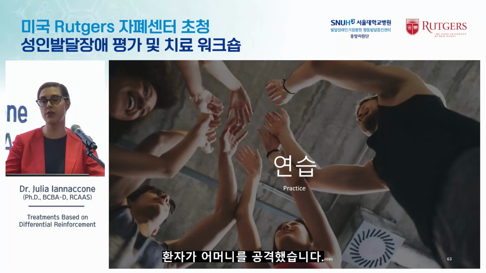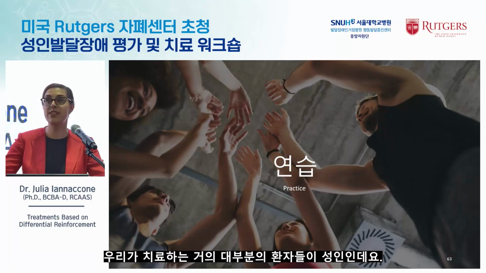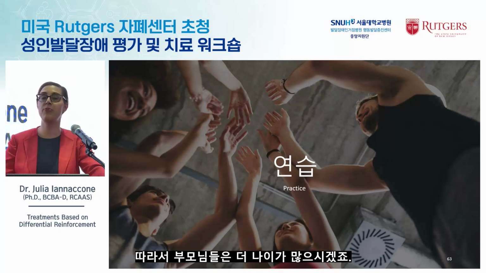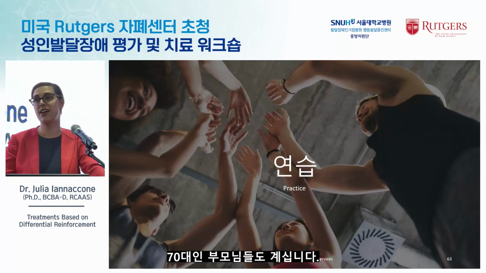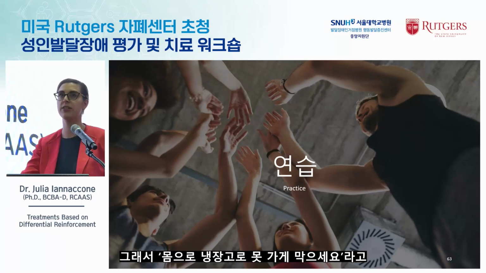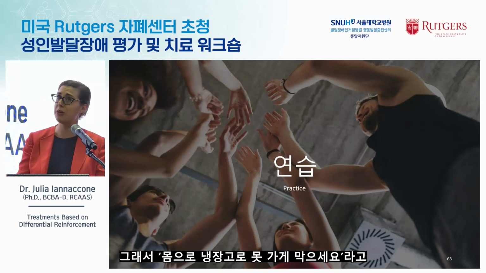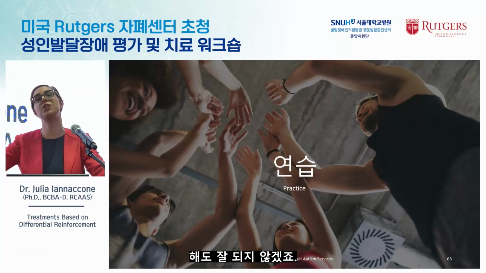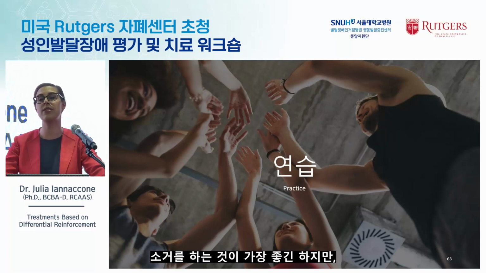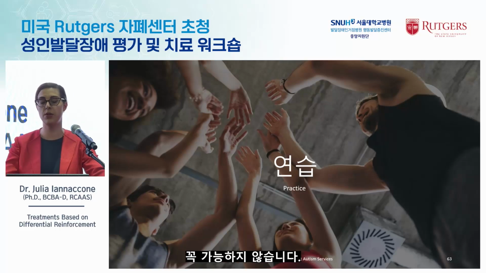All of our patients are adults. And their parents, therefore, are even older than their children. So we have parents who are maybe in their 70s, and we're telling them, oh yeah, physically block your child from getting to the refrigerator. It's probably not gonna go well. So a lot of times we won't even recommend extinction. It would be the best if we could do that. So the treatment effects are the best when you can do extinction, but it's not always possible. And so what do you do when it's not possible?